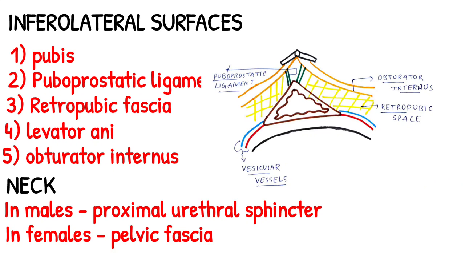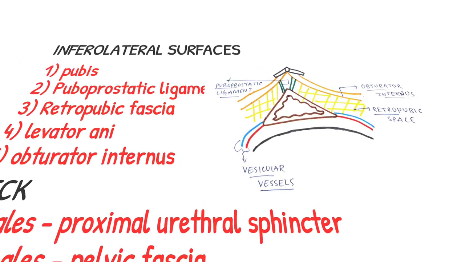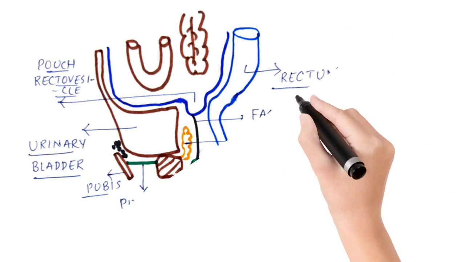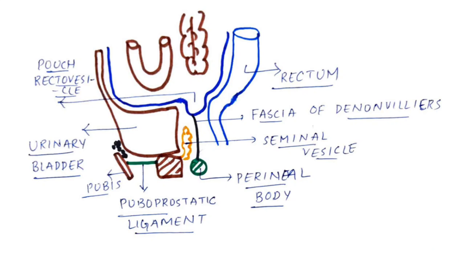The levator ani muscles form the pelvic diaphragm, therefore it is related to the infralateral surfaces of the urinary bladder. Okay, now coming to the neck of the urinary bladder, which is the most fixed part of the urinary bladder. The neck of the urinary bladder is basically related to different parts in males and in females. In males, it is related to proximal urethral sphincter, which forms the proximal urethral sphincter mechanism. It is nothing but a muscle actually. And in females, it is related to pelvic fascia.